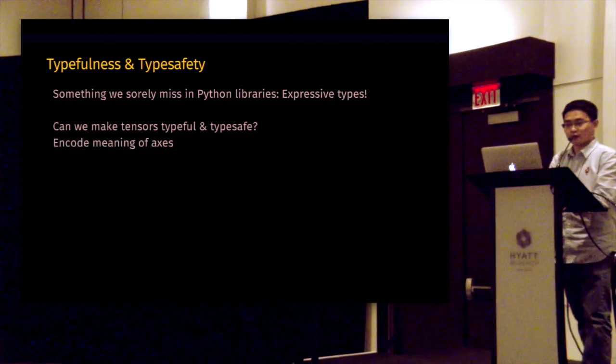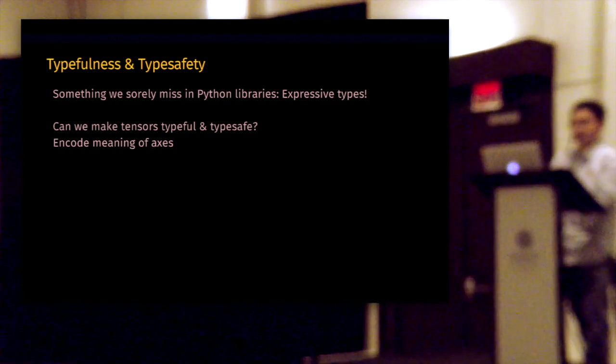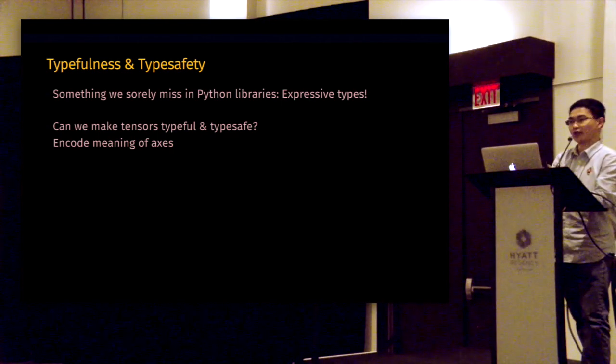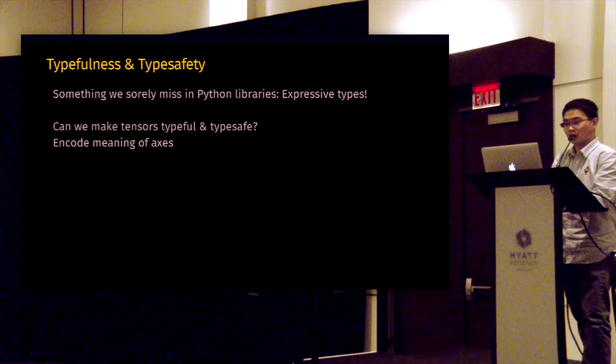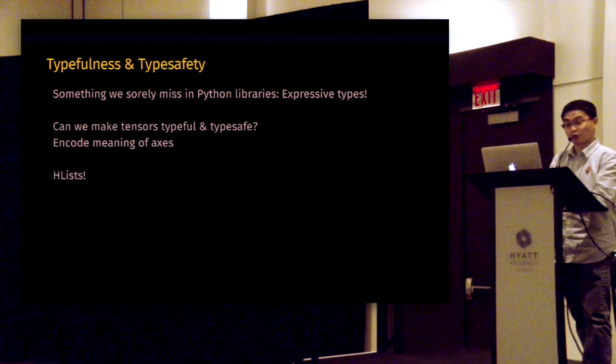We would like to encode the meanings of axes. So a tensor, a 2-dimensional or 3-dimensional tensor, each axis has a specific meaning. We would like to encode them into the type. So a natural tool would be H-lists.